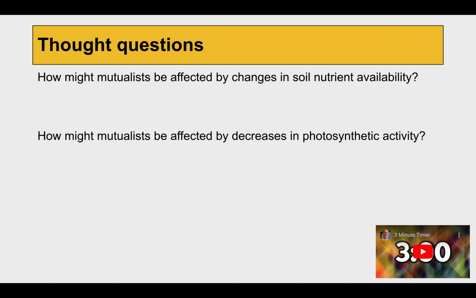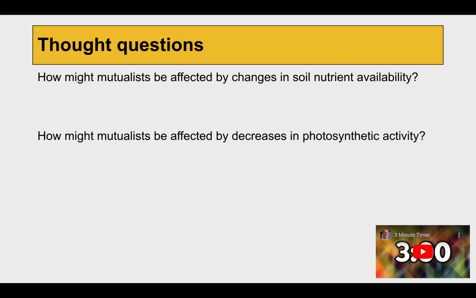All right, hopefully you did pause the video there and thought about them. We talked about how mutualists might be affected by changes in soil nutrient availability. Often you can think of it as an exchange of resources. If there are a lot of soil nutrients available to the plant, the plant is going to use the nutrients in the soil. Why spend sugars on the fungi to get nutrients when it can get the nutrients itself? So the mutualists might end up having fewer sugars given to them. Likewise, if there's too little soil nutrient availability, the plants might become more reliant on those mutualists.